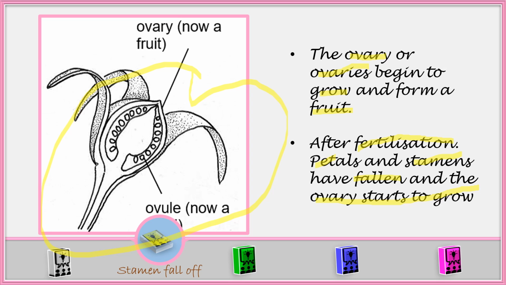Petals and stamen fall off. We stay with only the sepals. The sepals remain behind as the fruit is growing.